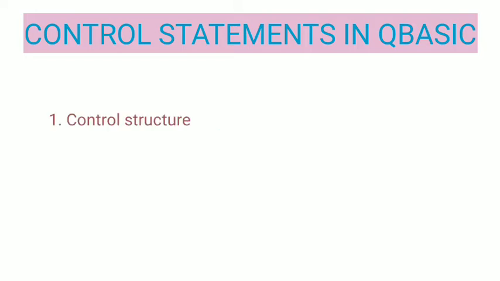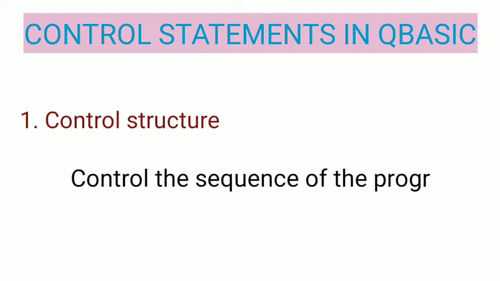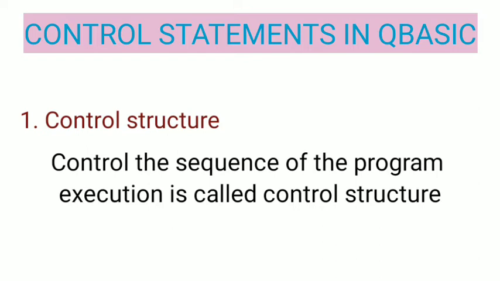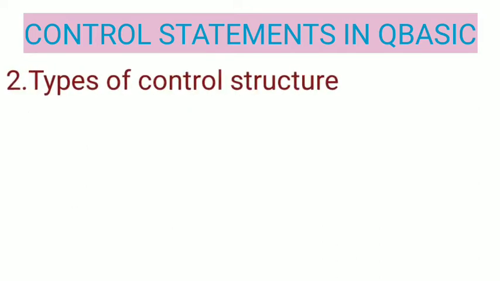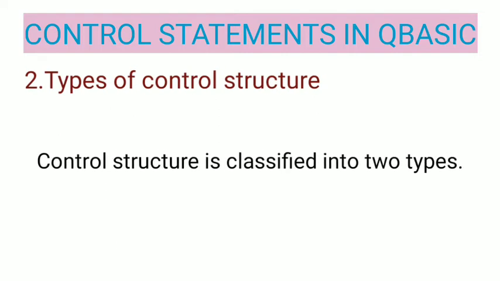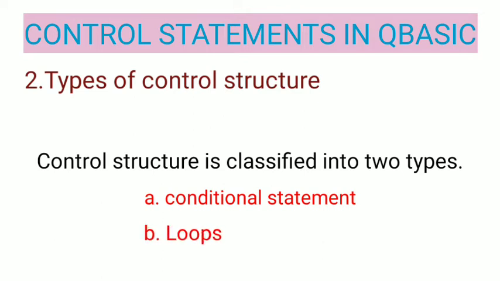First, control structure. Control structure is nothing but to control the sequence of any program execution, to control the sequence of the program. Next, types of control structure. The control structure in Qbasic is classified into two types: one is conditional statements and another one is loops. We will see one by one.